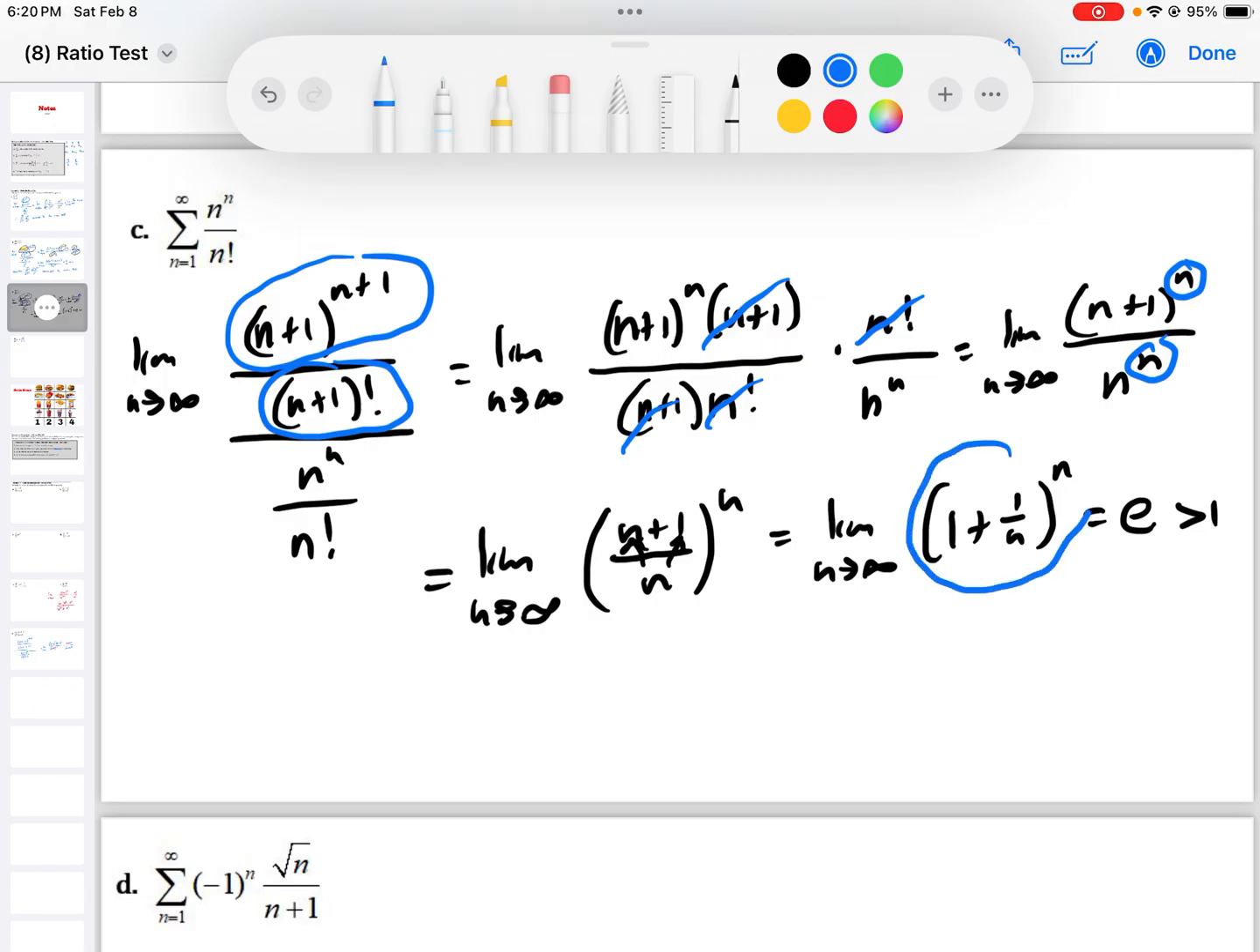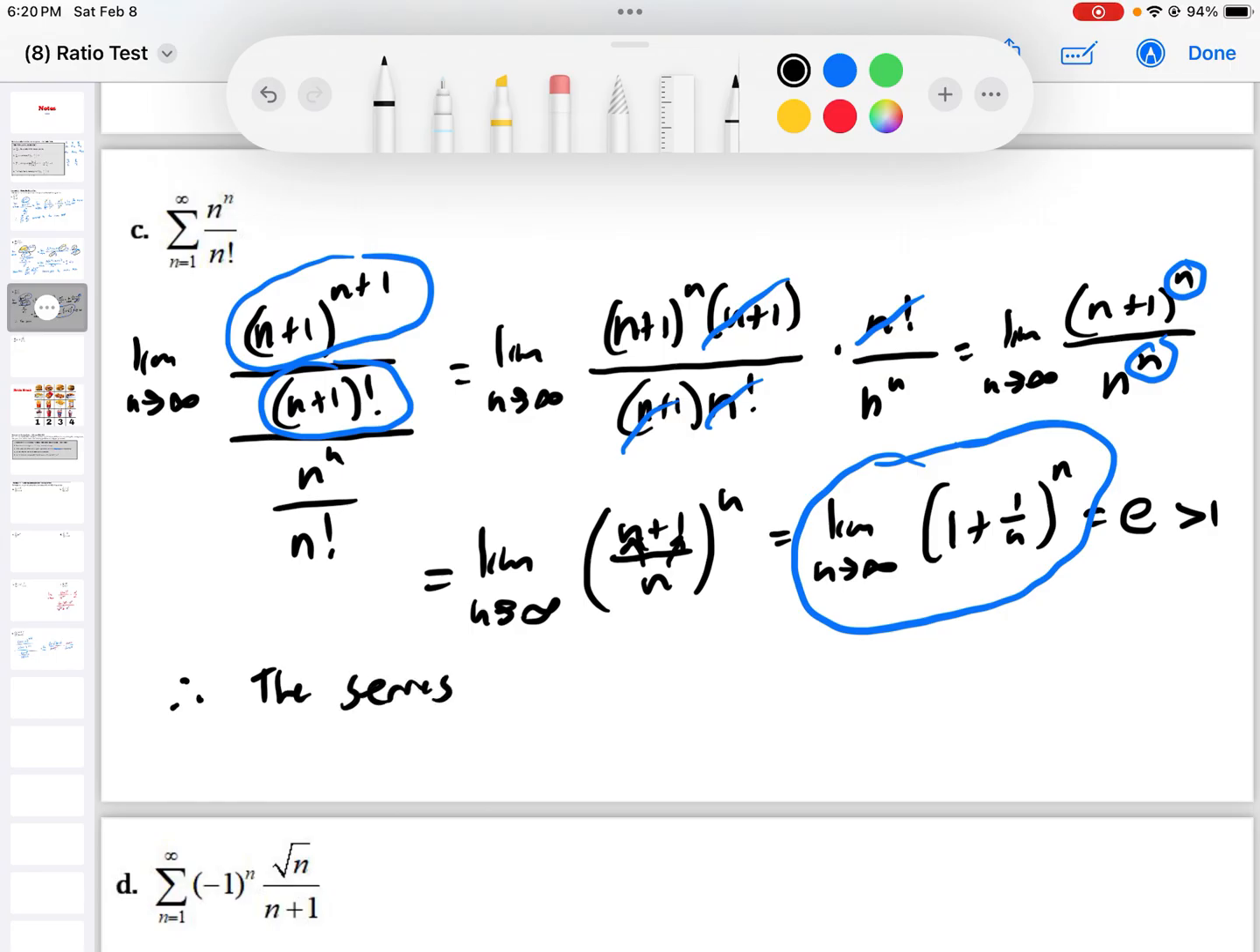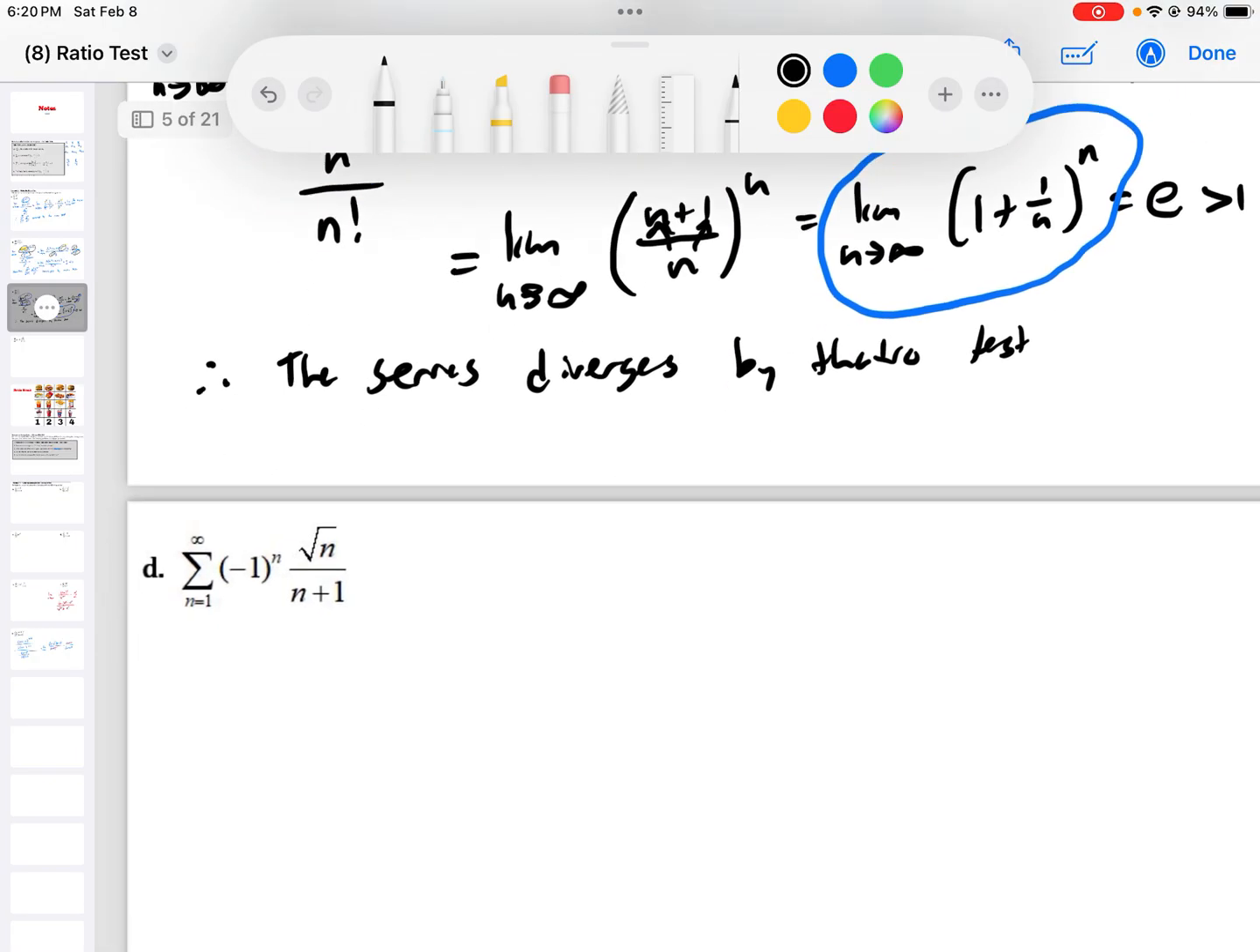Hopefully you remember back from your Algebra 2 days that e is defined to be this limit. It's a special limit. If you didn't see that, it's kind of hard to see, but that's kind of fun. All right, therefore, the series diverges by the ratio test, because the limit of the next term over the term before it is going to approach the number e, which is greater than 1, so it diverges.